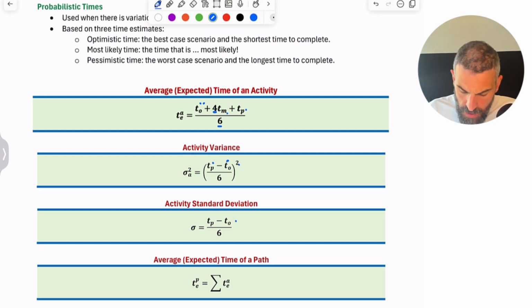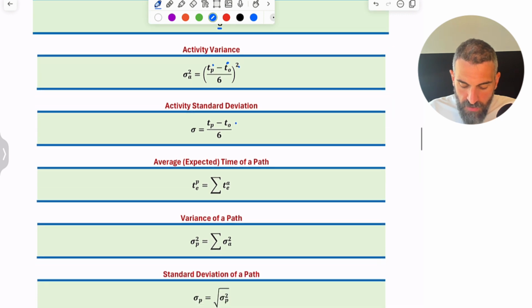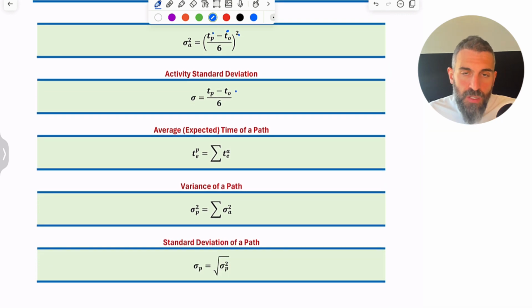Then, for the expected time, variance, and standard deviation of a path, well, for the expected time and the variance, you add up the individual activities, right? So for the expected time of the path, just like we did before, you're going to add the expected time of each activity, so the sum of the times. Same for the variance. If you want to know the variance of a path, you add up the variances of each activity. It's only for the standard deviation that you don't do that. The standard deviation is found by square rooting the variance.